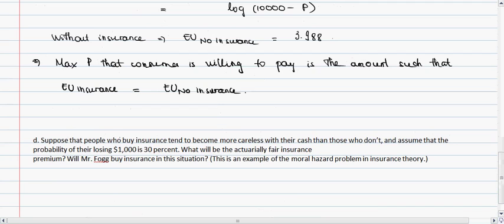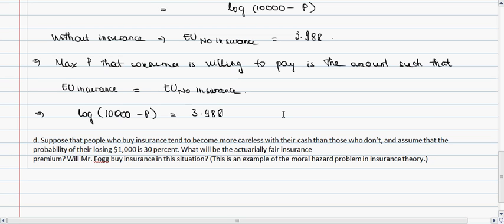Okay, he wouldn't want to pay a higher price for the premium such that the expected utility from the insurance is smaller than the expected utility from no insurance. So the maximum he's willing to pay is up to the amount that will make the expected utility he gets from having the insurance equal to the expected utility that he will get from having no insurance. So this is just going to be the log of 10,000 minus P, and that will be equal to the expected utility of no insurance, which is 3.988.